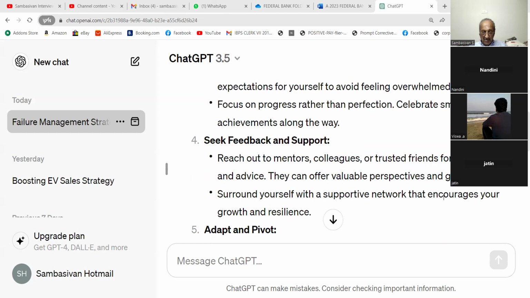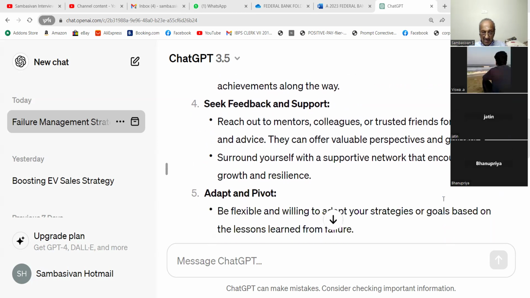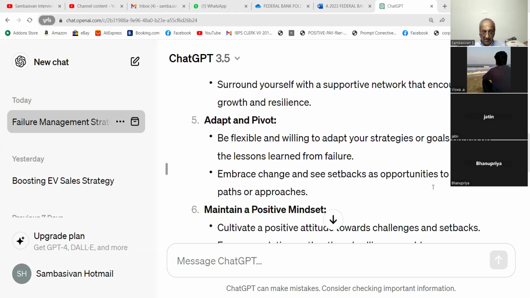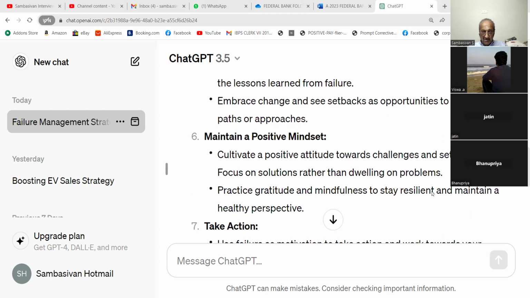Seek feedback and support. Reach out to mentors, colleagues, or trusted friends for feedback and advice. They can offer valuable perspectives and guidance. Surround yourself with a supportive network that encourages your growth and resilience. Adapt and pivot. Be flexible and willing to adapt your strategies or goals based on the lessons learned from failure. Embrace change and see setbacks as opportunities to explore new paths and approaches.